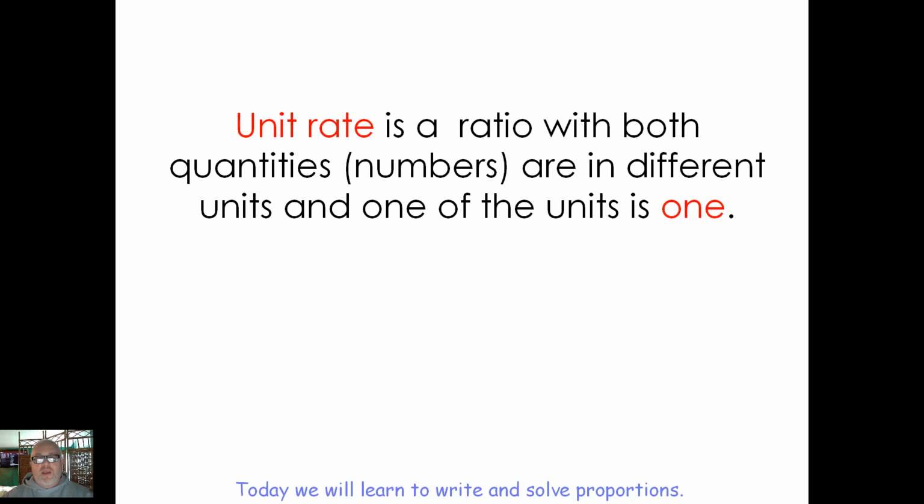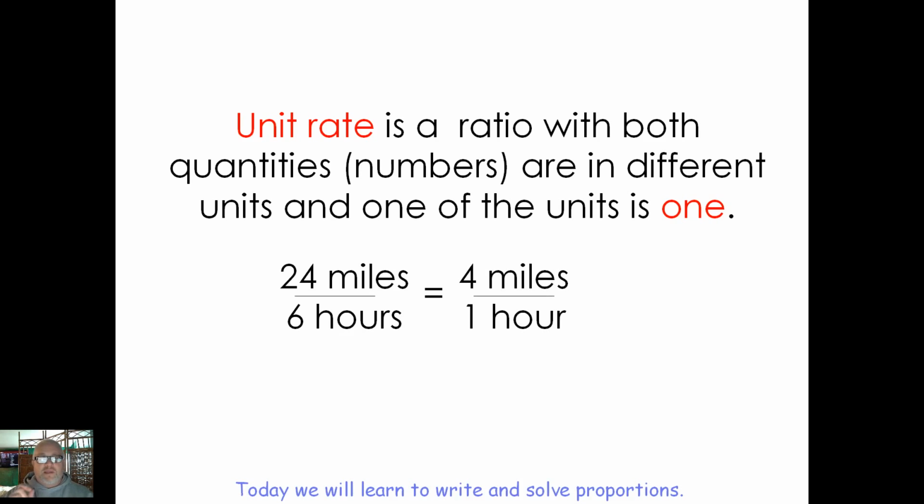A unit rate is a ratio with both quantities or numbers in different units, and one of the units is 1. So, for example, 24 miles in 6 hours, that is exactly 4 miles for every 1 hour. How do we do that? Well, of course, we just reduce that denominator down to 1. We divide it by 6. We divide the top by 6.